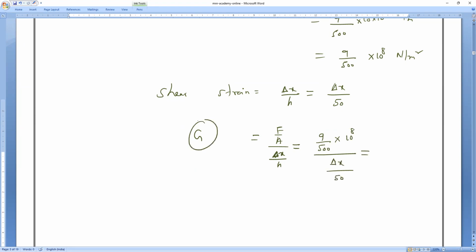So which is equal to, what is the G value given? 5.6 into 10 to the power 9. Yes, 10 to the power of 9. That is what you have to remember. So you can do this one and you'll get the answer. So 9 divided by 500 into 10 power 8 into 50 by delta x is equal to 5.6 into 10 power 9.